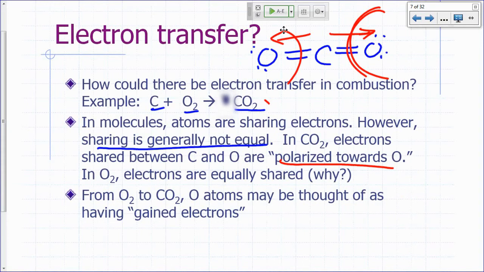So in a way, even though the electrons are shared, there is some partial transfer of electrons to the oxygen from the carbon. Okay, so in that sense, you can think of oxygen atoms as having gained electrons and the carbon as having lost electrons in the process of burning carbon to give you carbon dioxide. So that's why that reaction is also considered a redox reaction.